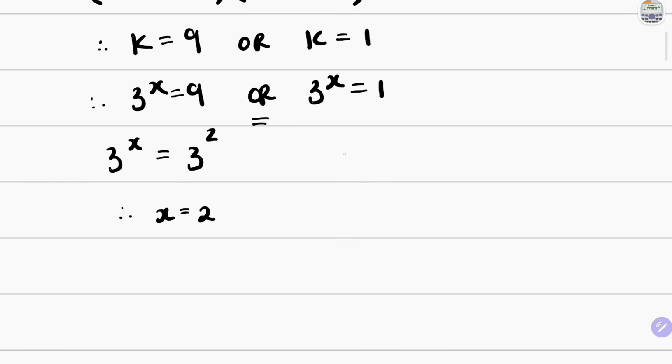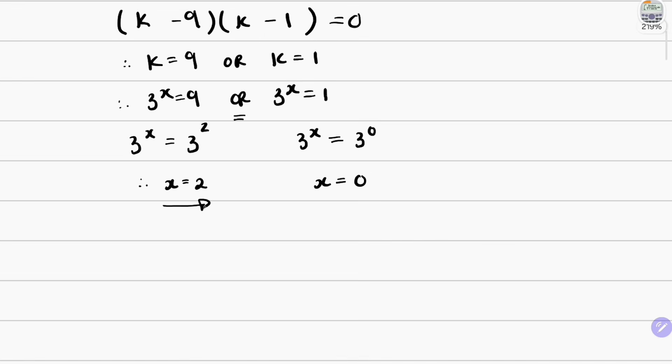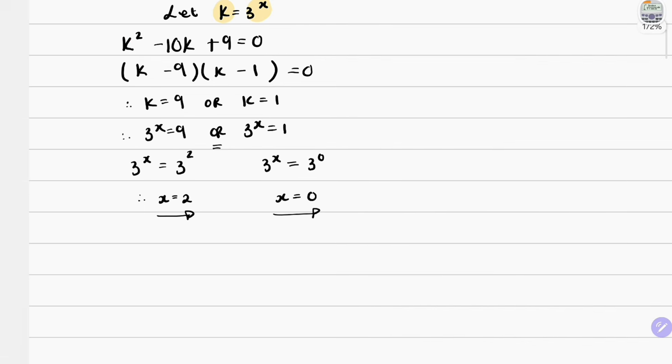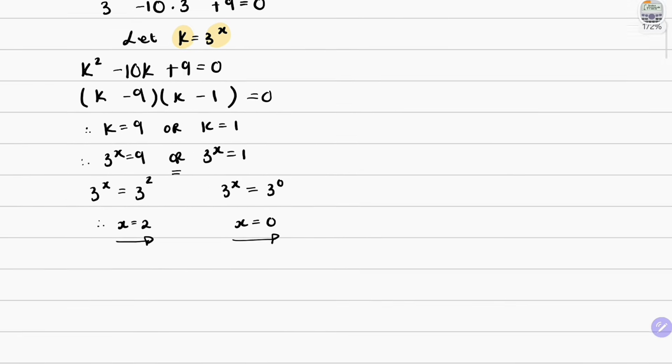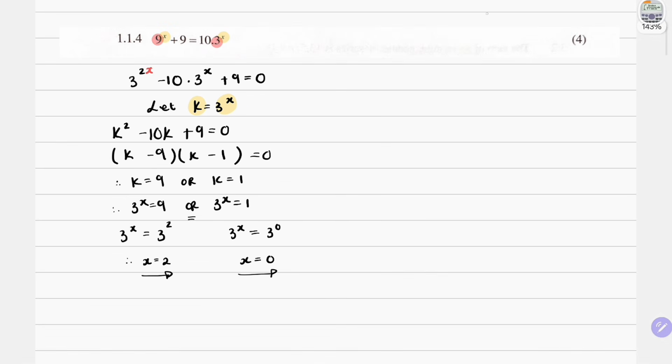And here, 3 to the power of x is equal to 1. How can we rewrite 1 as a base of 3? Anything to the power of 0 is 1. So this is 3 to the power of 0. Therefore, x is equal to 0. So these are our two values of x. x is equal to 2 or x is equal to 0. Moving on to the next question.